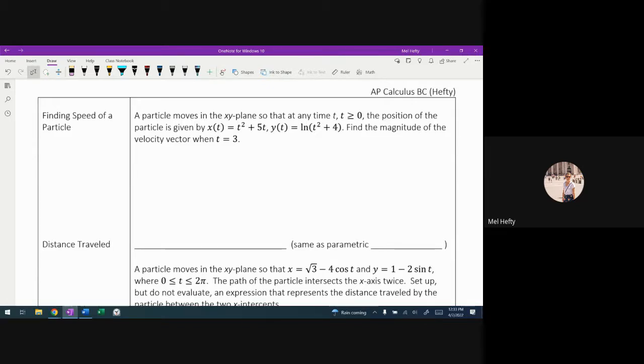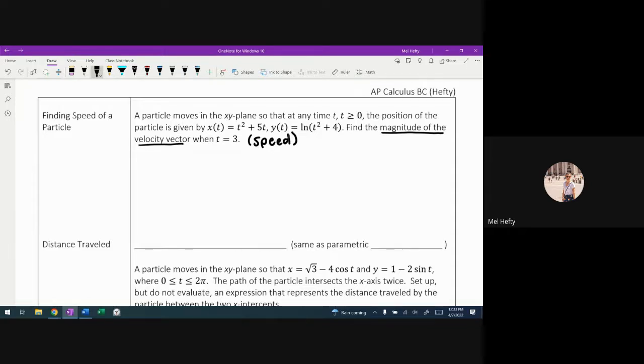So we have a particle moving in the xy plane. We've got its position with that x and y equation. We want to find the magnitude of the velocity vector when t equals 3. Could you give me a synonym for the magnitude of the velocity vector? I'm a little out of practice. Speed.